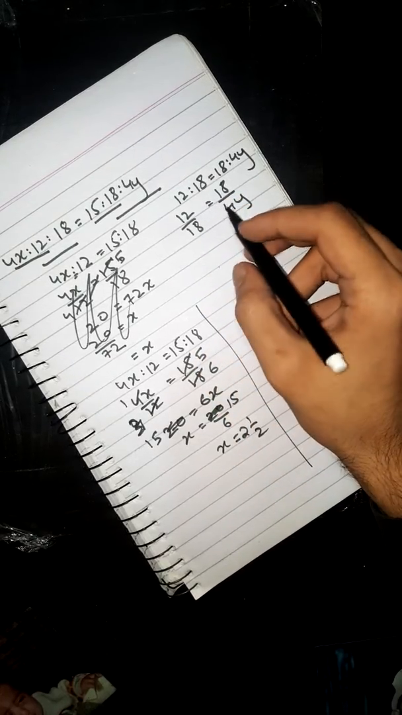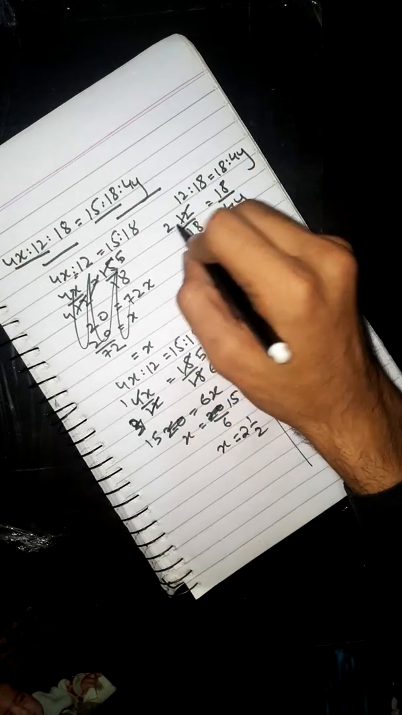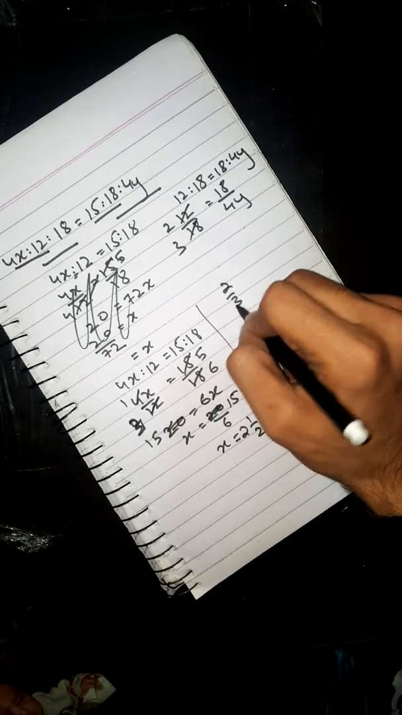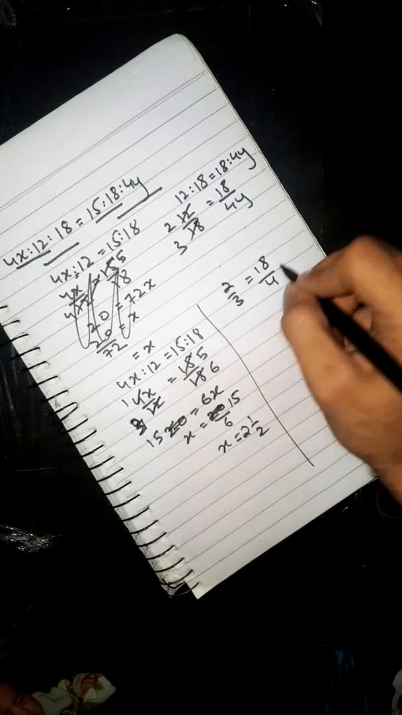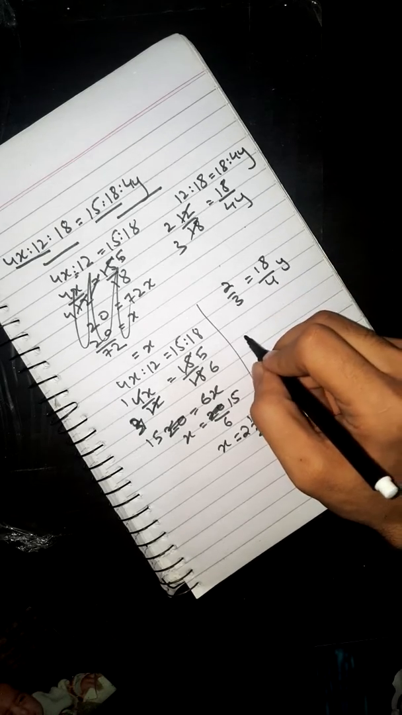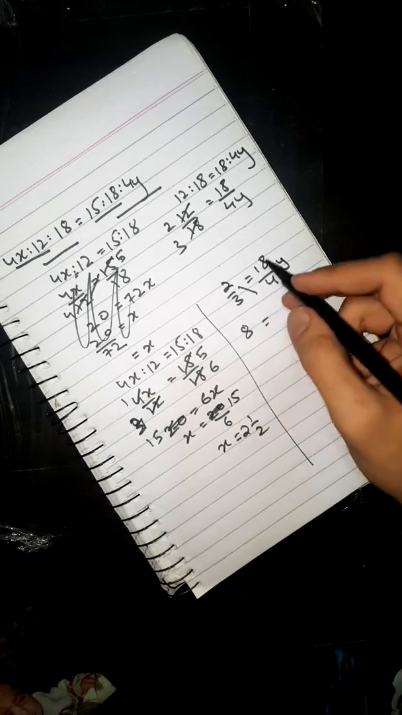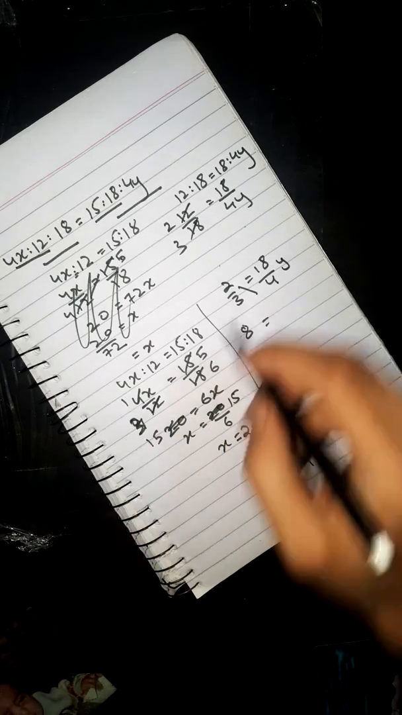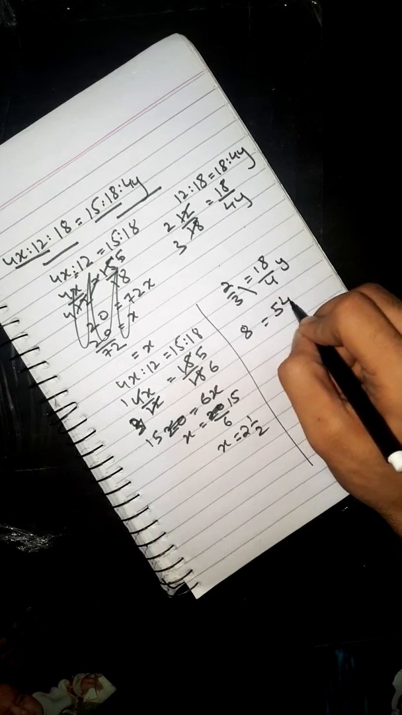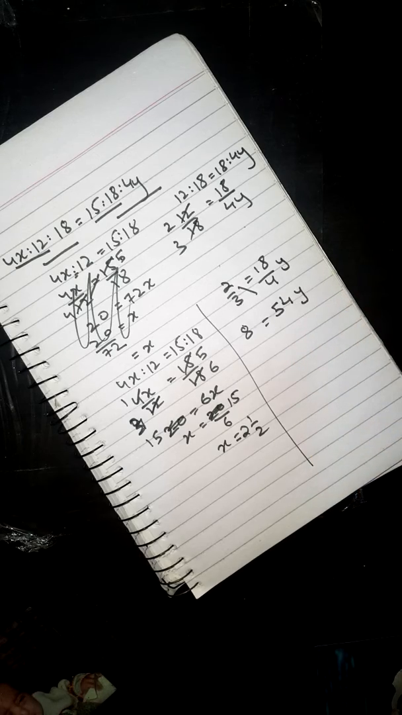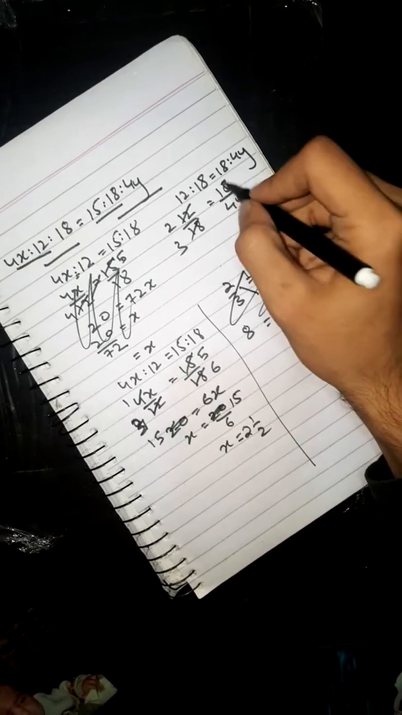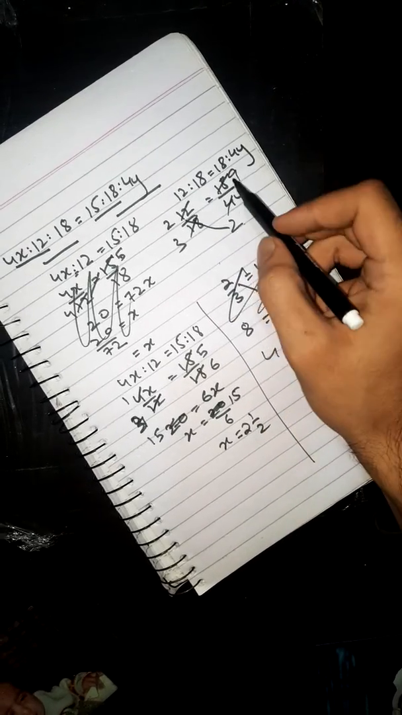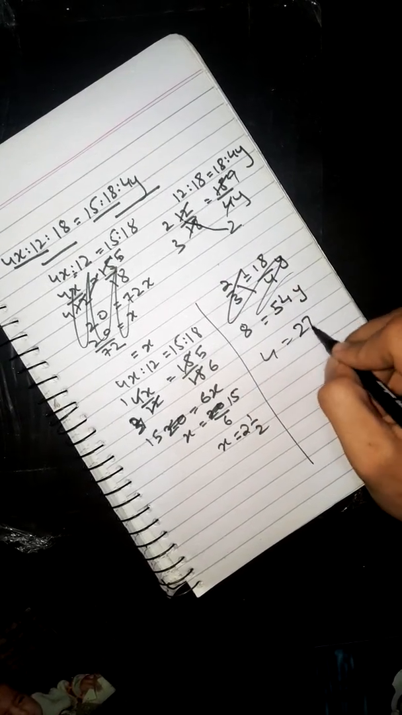Solving this side, again 6 times 2 and 6 times 3, it will be 2 over 3 is equal to 18 over 4y. 3 times 18 would be 54y. We should do that 2 times 9 and 2 times 2. So 2 times 2 will be 4 is equal to 9 times 3 is 27y.